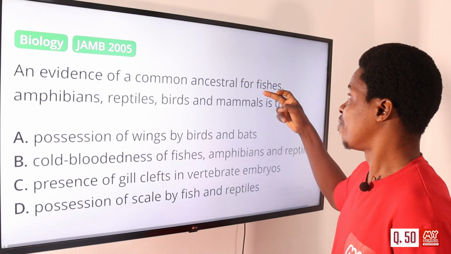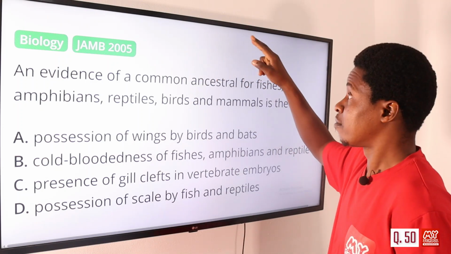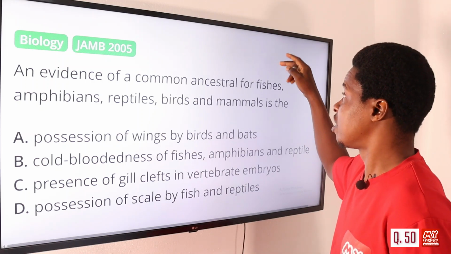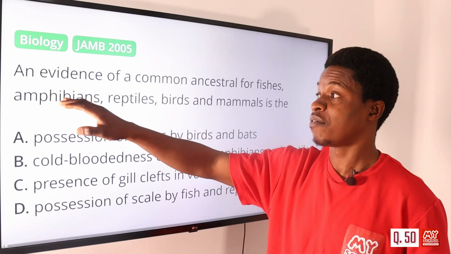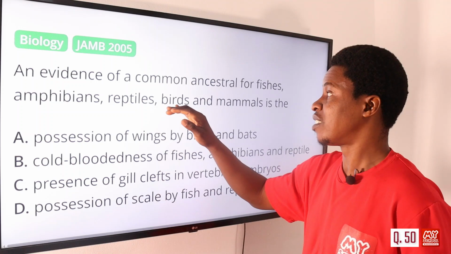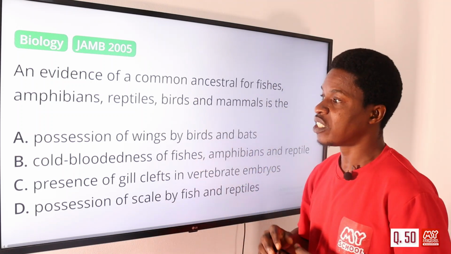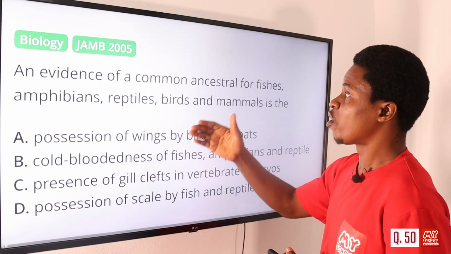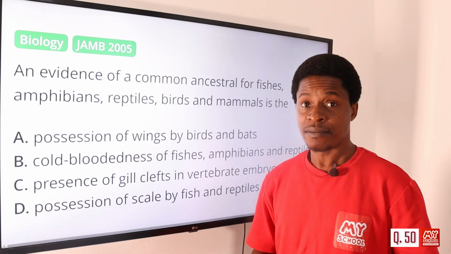Of course, we said that for the fishes, usually we have the jawless fishes first, then we move to the bony fishes. From the bony fishes, we have the amphibians, that's the tetrapods. And then from the amphibians, we have the reptiles. From the reptiles, we have the birds. And from the birds, eventually, we have the mammals. That is the order in which they were formed. So what is an evidence of a common ancestor? The common evidence is what we call comparative anatomy.